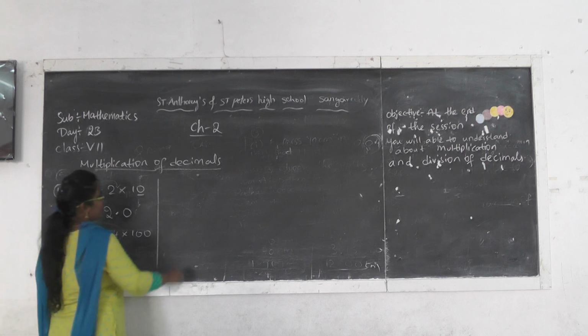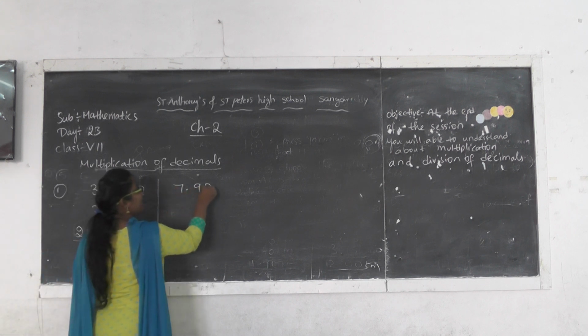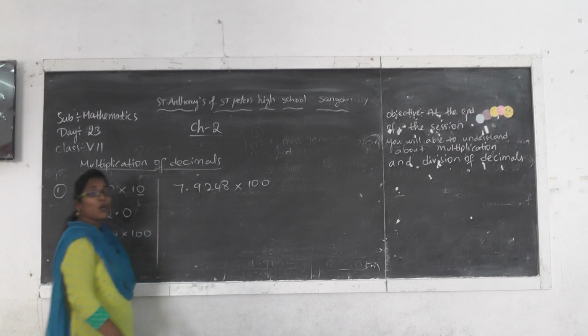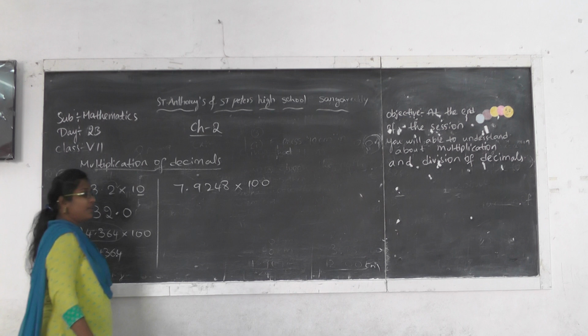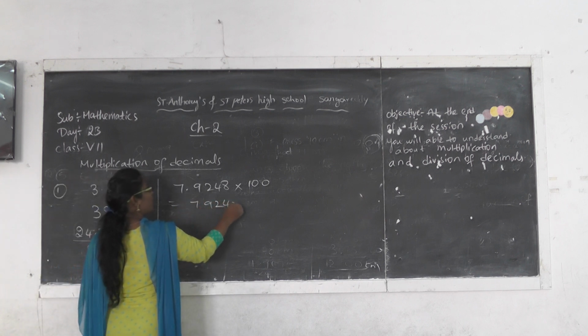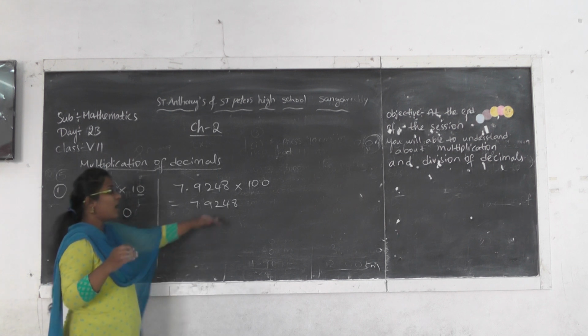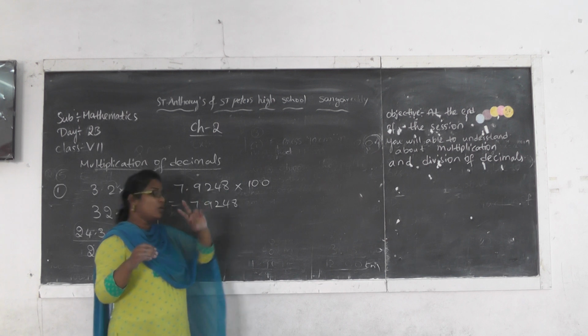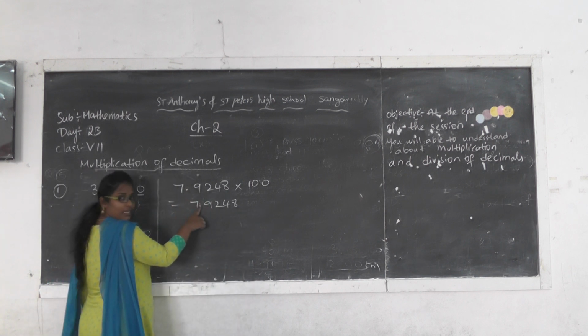Let me explain one more example. 7.9248 into 100. Okay, how do we multiply this? Can you say now? First you write the total number 79248. Now what do we have to do? What are we multiplying? 100. 100 means how many zeros do you have? 2 zeros. Actually the point is after the 7.